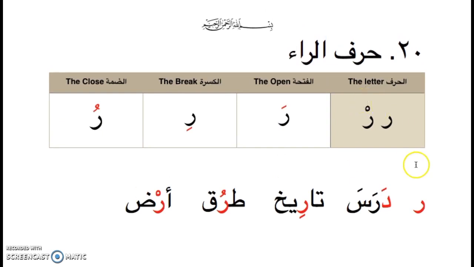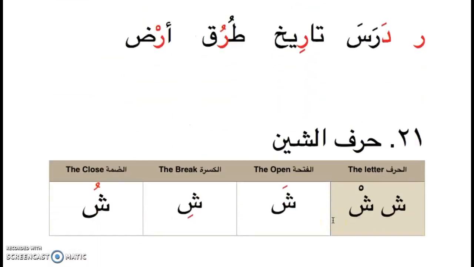Ishreen. Now we've got 8 letters to go. 20, harf ra. Ra, ri, ru. Darasa, tarikh, turuq, ard. We should add turuq so you realize what's going on, that it's there too. So darasa, again, it's in the past, so he studied. Tarikh is history. Turuq is ways. Ard is land.